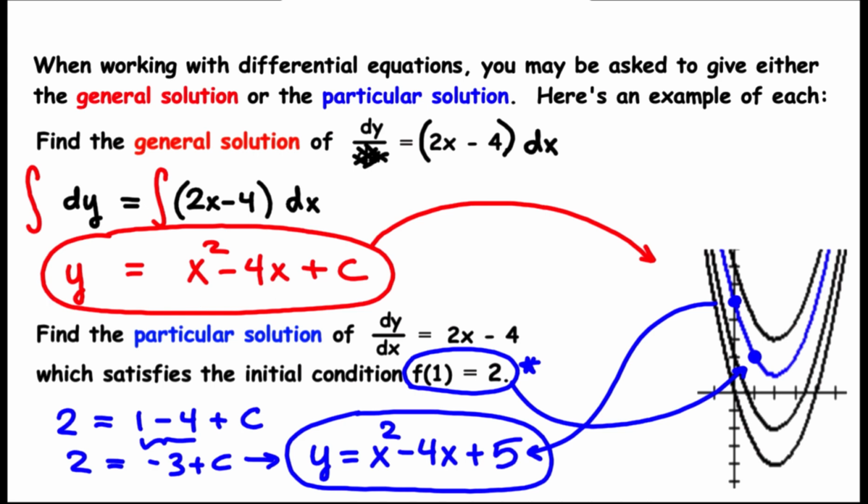Okay, so once again, general solution, there's just a plus c at the end. Particular solution, there was a plus c at the end, but we had an extra piece of information that allowed us to find it. It ends up being a number instead of a constant.